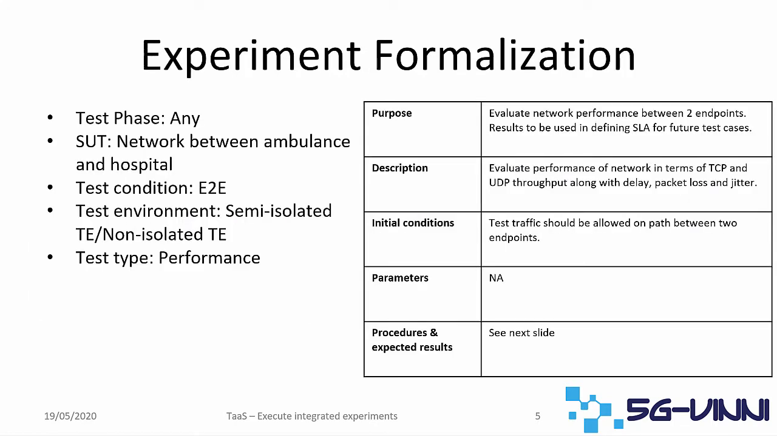In a previous training session, we also showed how experiments can be formalized. So just to recap, before we can create a detailed test case description, we can perform some experiments to try out the procedure and understand how the system behaves. We can formalize the experiments in terms of purpose, description, initial conditions, and so on. Based on these experiments, we can later define parameters for the test description.